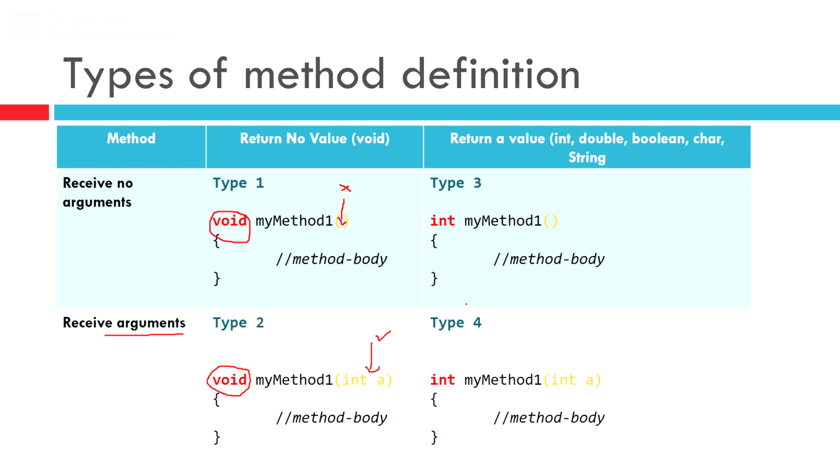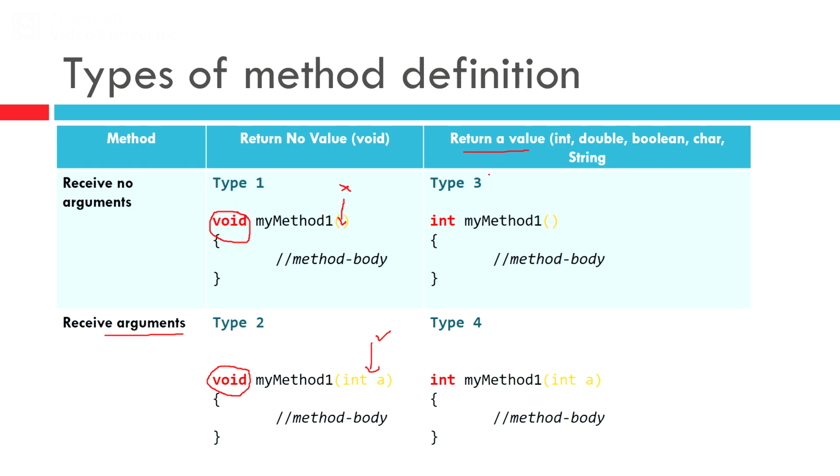Type 3 and type 4 both method which return a value. Now, return a value can be either integer, double type, or boolean, char, or string. Okay, ada beberapa jenis lah. Integer, double, boolean, char. Dalam syllabus kita hanya mention the primitive data type, integer, double, boolean, and char. But we can also use string to return a value.